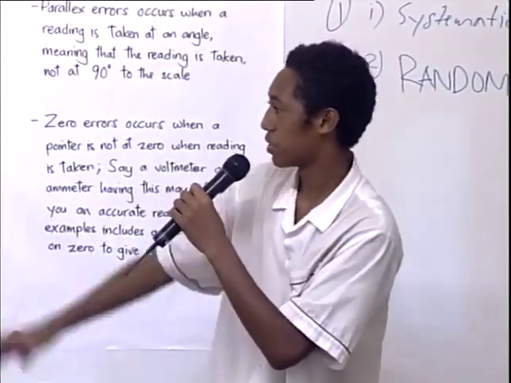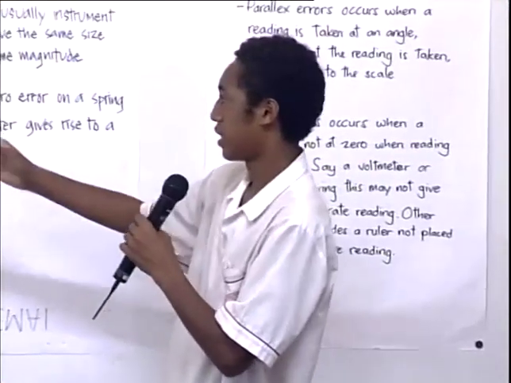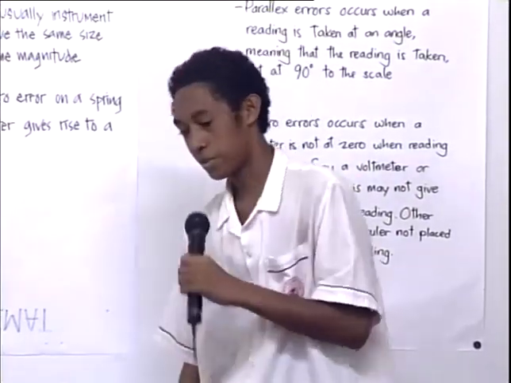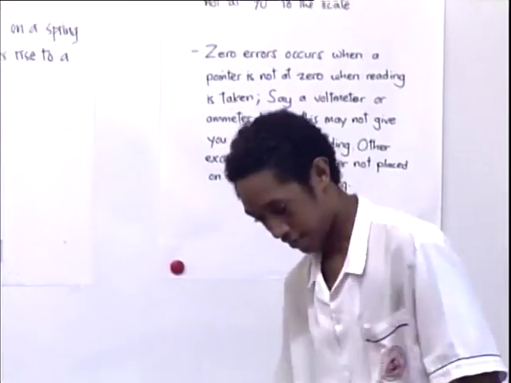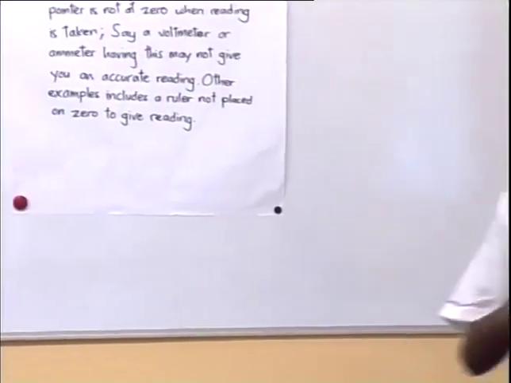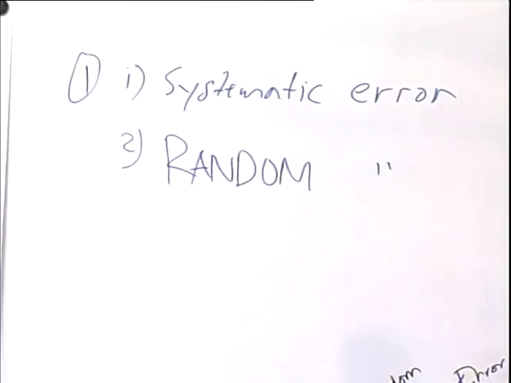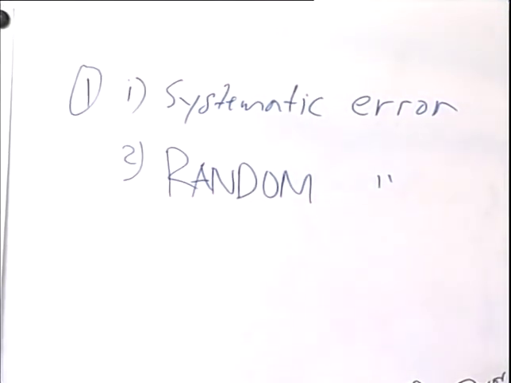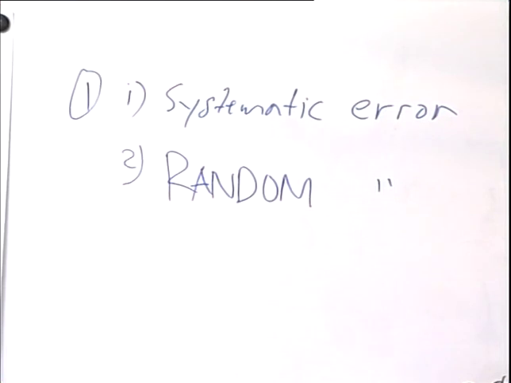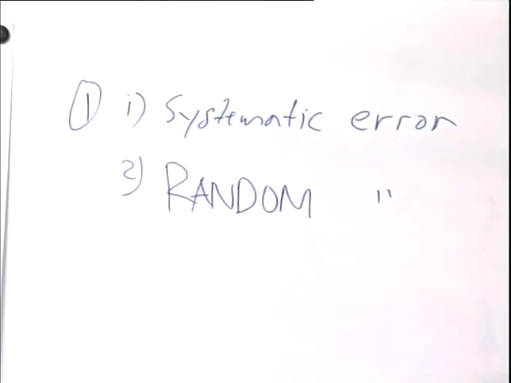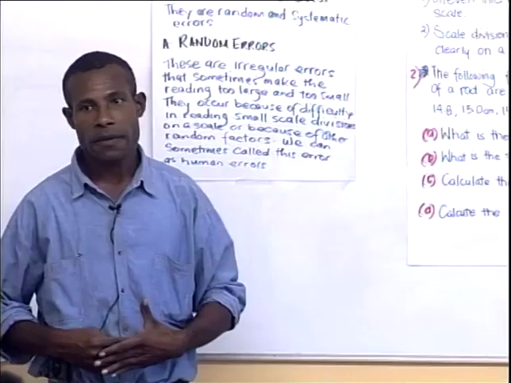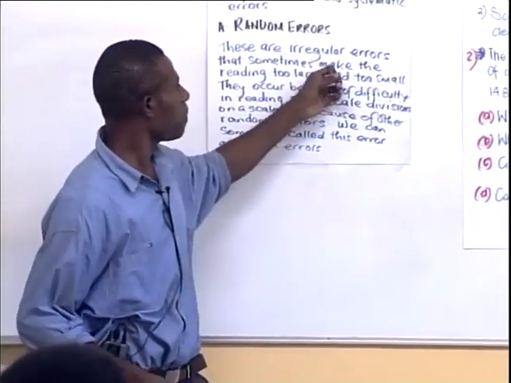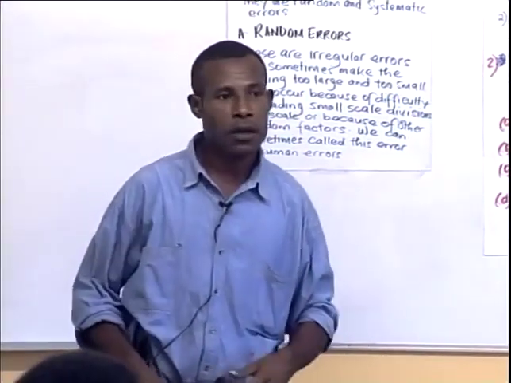It is a random error because the scale divisions were too small to read. Right, for question number 2, we find that the answer was random error. That is correct because the scale divisions were too small to read, and probably if you are colorblind, you may not read those scale divisions. So it is random error.